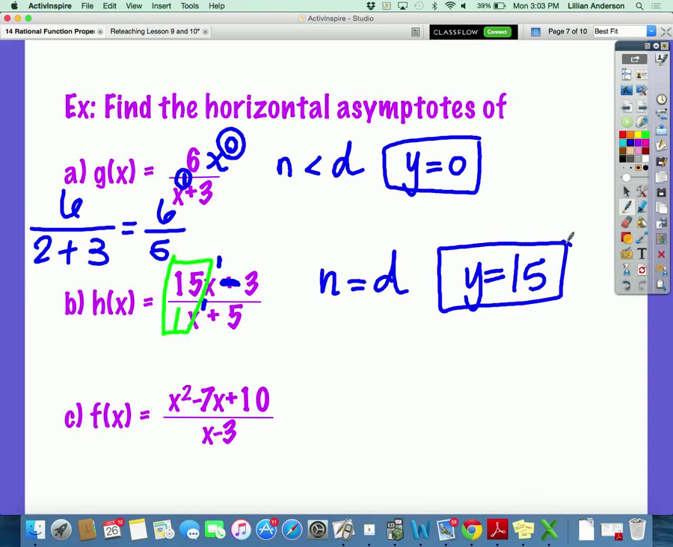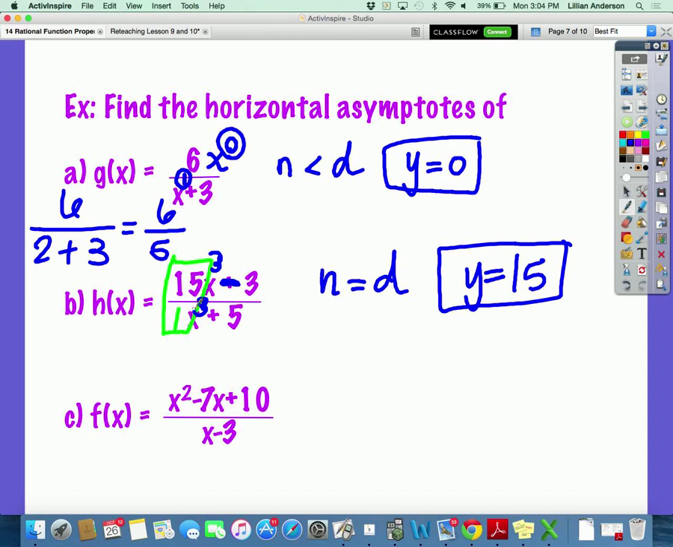So we look at the degree. If it was 15 over 2, would your y equal 15 over 2? Exactly. If this was a 2 instead, it would be 15 over 2. If it's to a certain power, does that affect anything? They just need to be equal. So if both of these were to the third power, it would still be 15 because they're still equal.